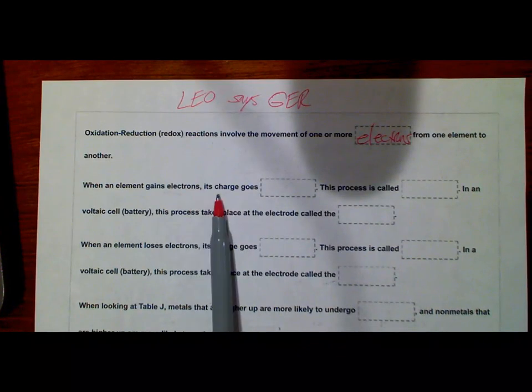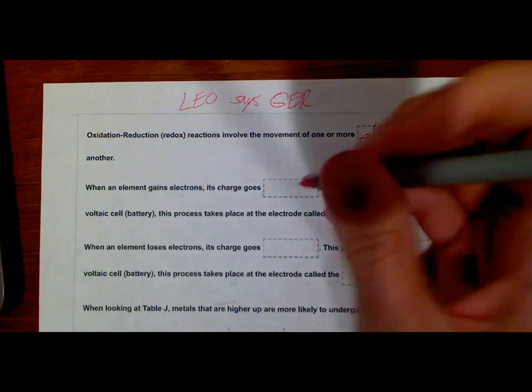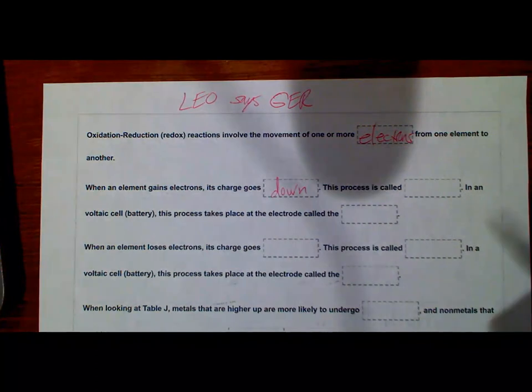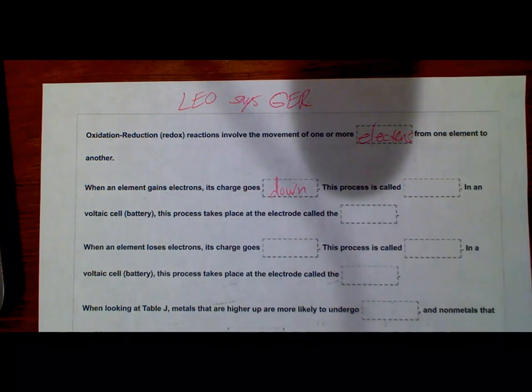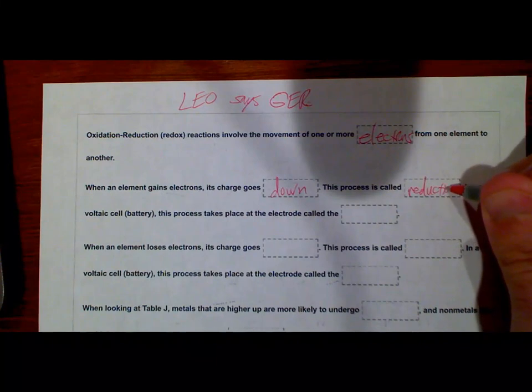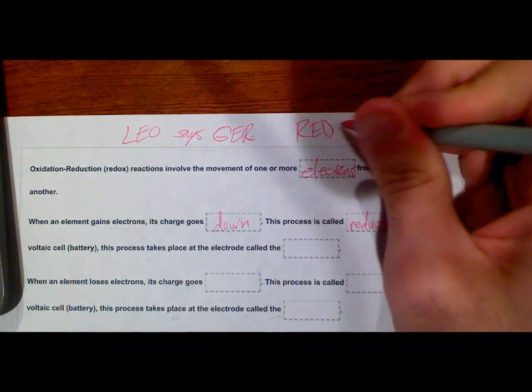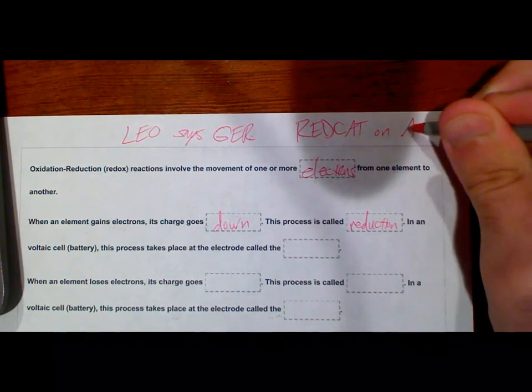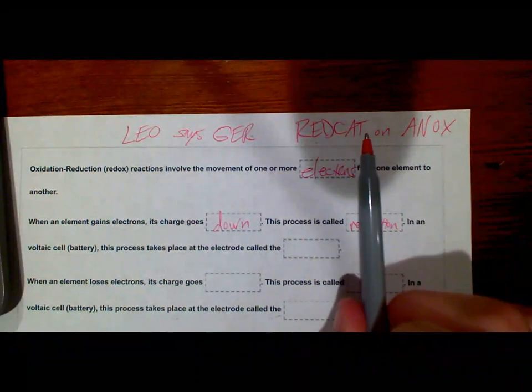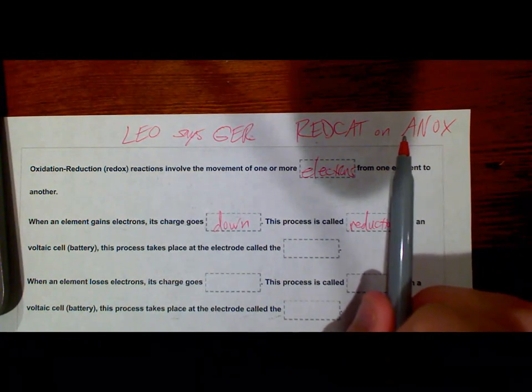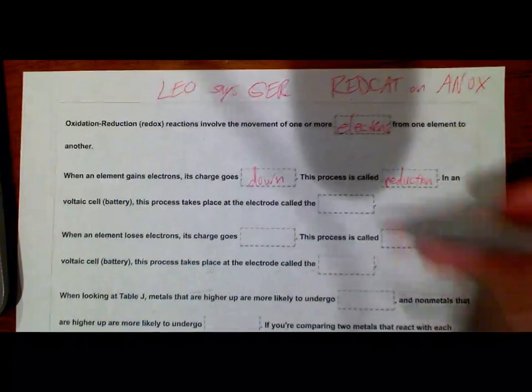When an element gains electrons, its charge goes what? If an electron is negatively charged, then gaining electrons means your charge is going to go down. It's going to get more negative. This process is reduction. Gaining electrons is reduction. In a voltaic cell, a battery, this process takes place at one electrode. We know it's reduction, and the other thing to remember is the red cat sitting on an ox. Reduction happens at the electrode known as the cathode. Oxidation happens at the electrode known as the anode. So if it's reduction, that's going to be at the cathode electrode.